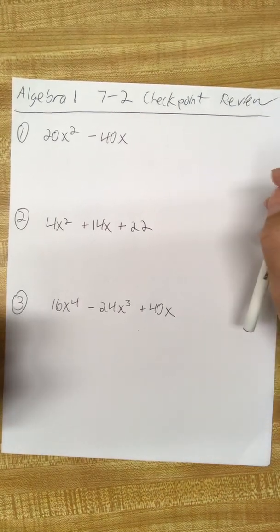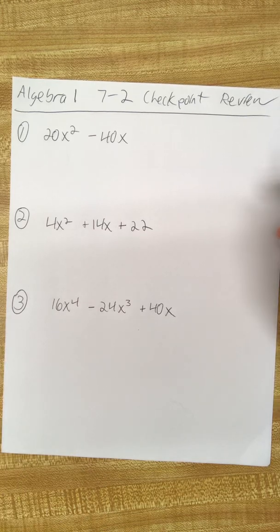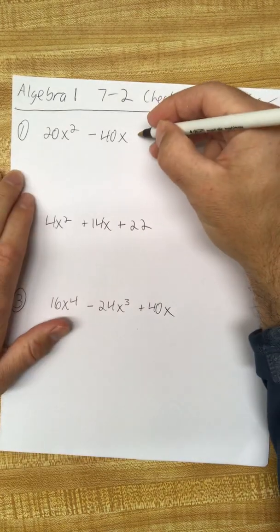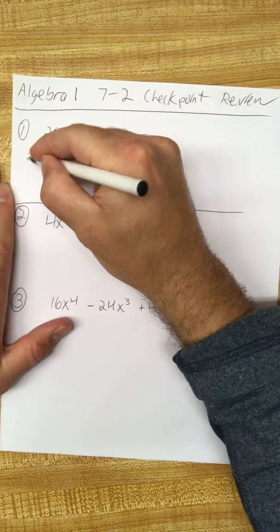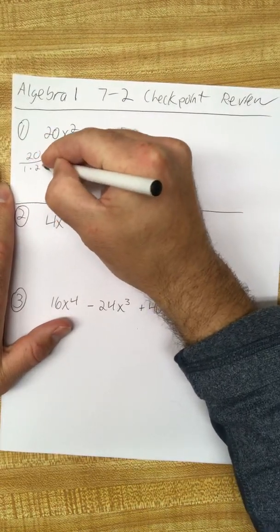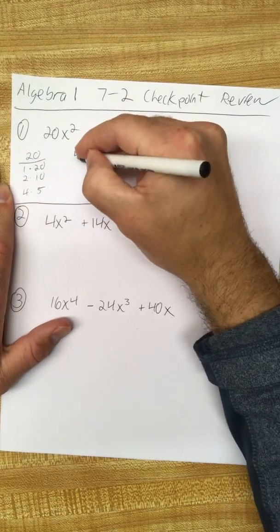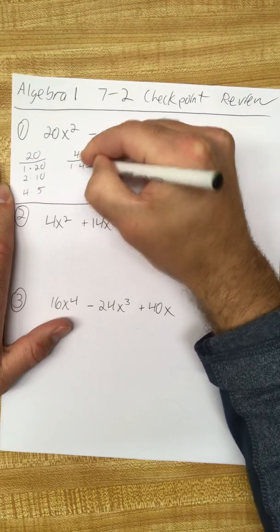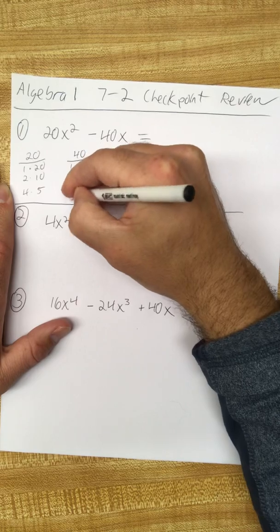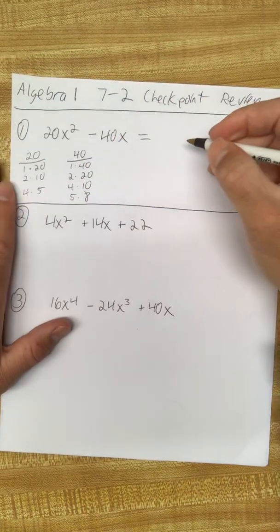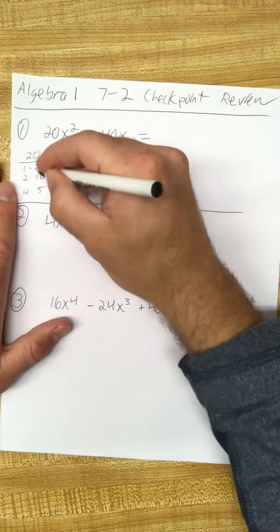All right, so there's a couple of problems here to give you some help getting through the checkpoint for today. So we're factoring on GCF. On something like number 1 here, you first want to look at 20. Your factors of 20: 1 times 20, 2 times 10, 4 times 5. With 40: 1 times 40, 2 times 20, 4 times 10, 5 times 8. All right, so your GCF here is going to be 20.